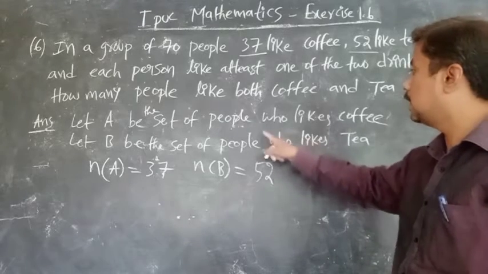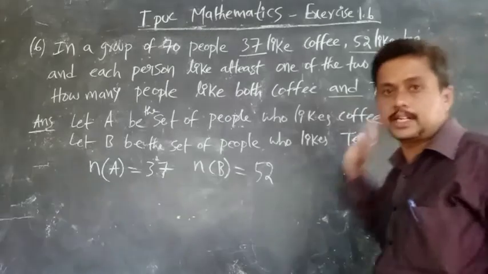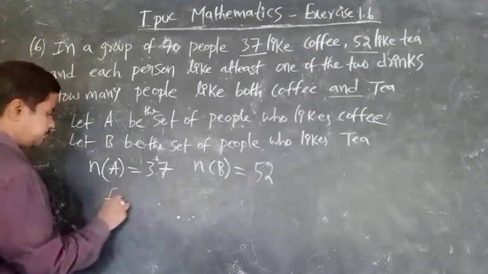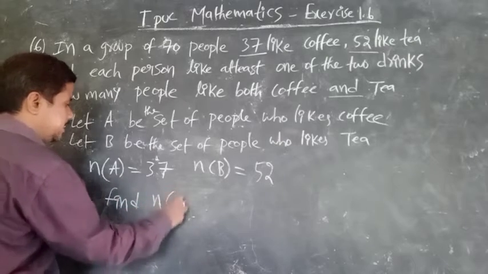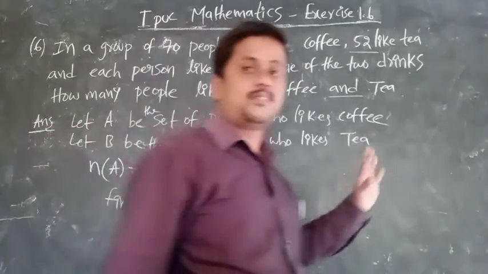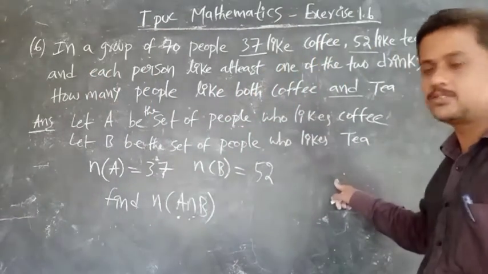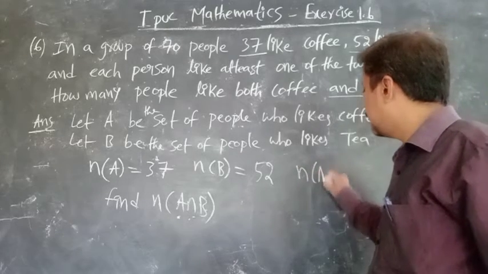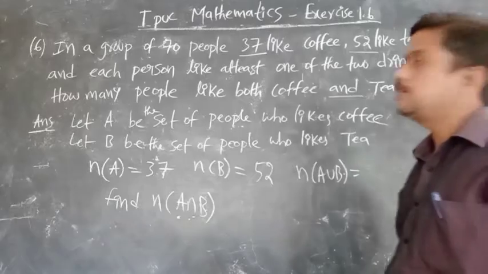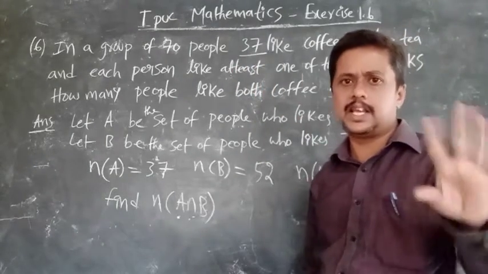Next, is there an "and"? No. We need to find the intersection, so n of A intersection B, and another one is left. What is that? Union. So n of A union B is equal to 1. Looking at this problem you may get confused: there is no "and", and union is not given, sir.